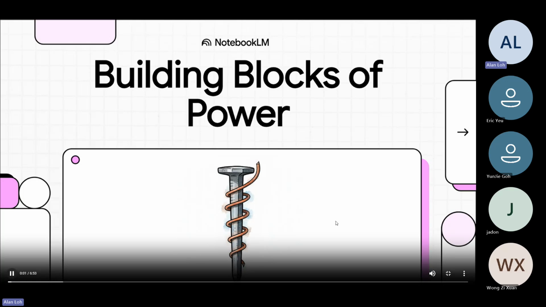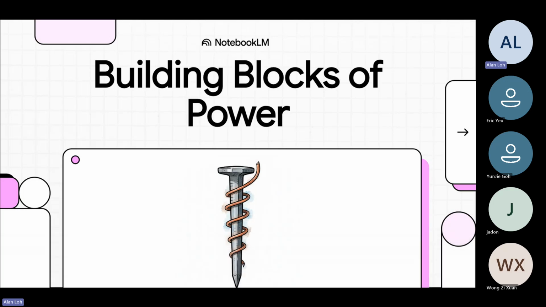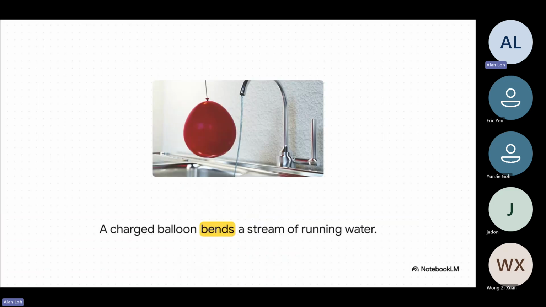What connects that little zap of static from your sweater to a massive train that floats above its tracks? Well, today we're going to pull back the curtain on the invisible forces that make it all happen. We're diving into the fundamental building blocks of our world, electricity and magnetism. So let's kick things off with something that looks a whole lot like magic. If you just rub a balloon on your jumper, you can actually bend a stream of water without even touching it. And no, this isn't a camera trick.